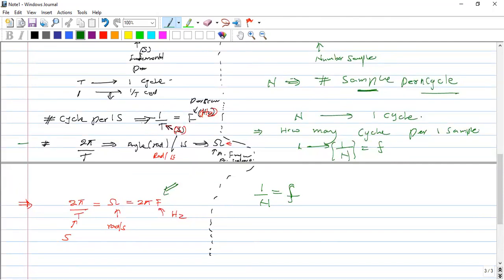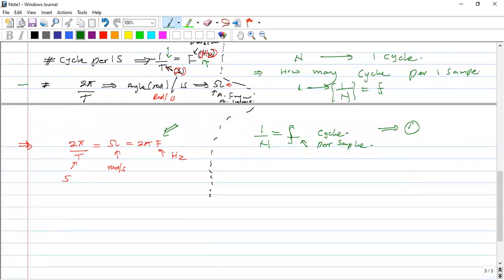In the case of a continuous signal, 1 by T is equal to capital F, and it is in hertz, cycles per second. But here F is defined as cycles per sample. In continuous time F is cycles per second, but here F is defined as cycles per one sample. So this is one fact.